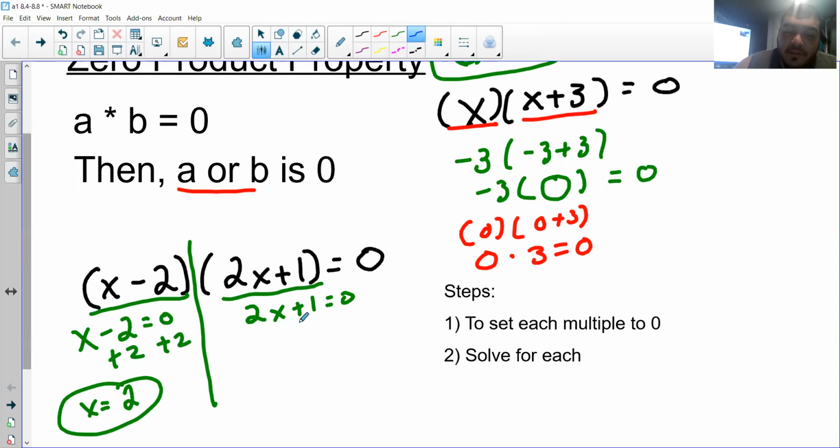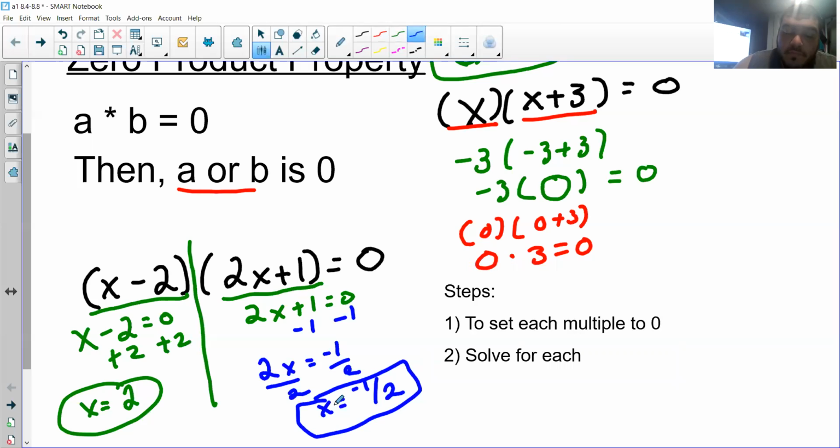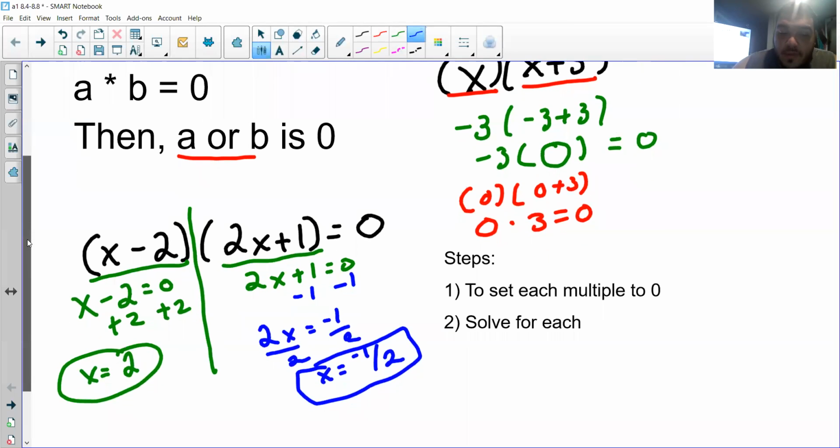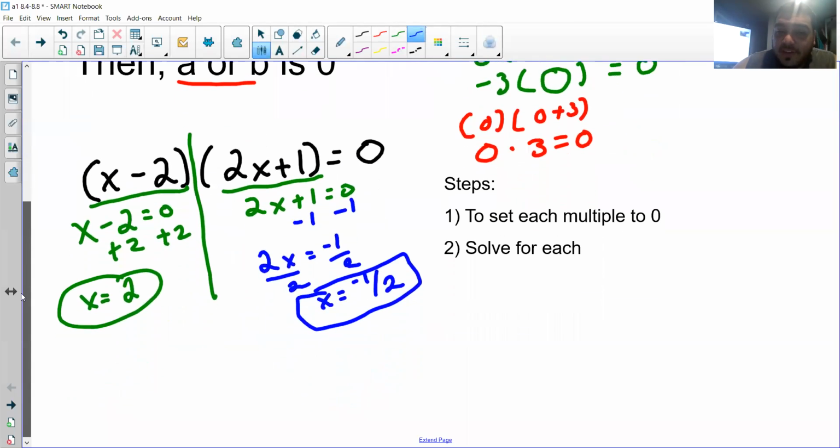Over here on the right, I have to do a little bit of algebra. Minus 1, minus 1. So I have 2x equals negative 1. Divided by 2, divided by 2. x equals negative a half. Okay, so you got x equals 2, x equals negative a half. Those are your two answers: x equals 2 and x equals negative a half.